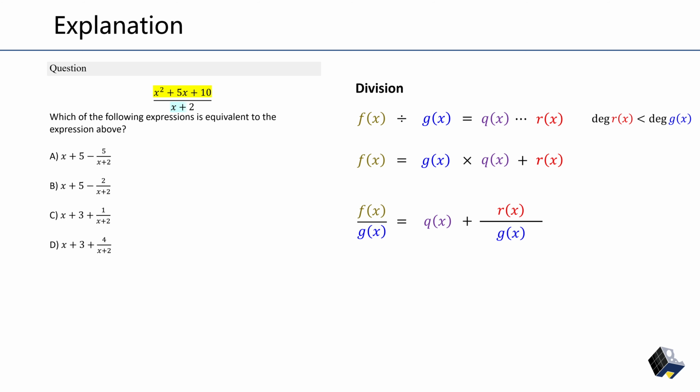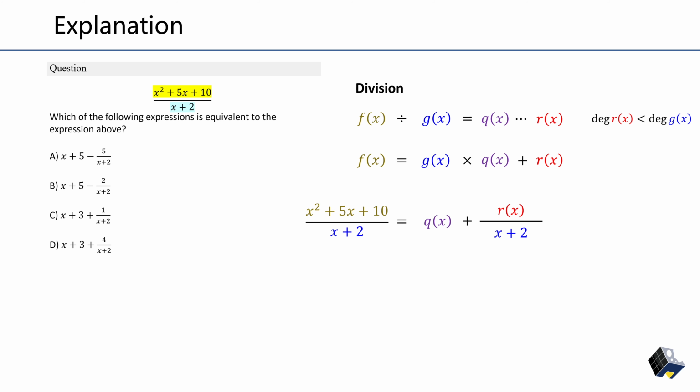Let f and g be the yellow part and blue part respectively. Plug them into the equation. Look at the 4 choices. Don't they perfectly match the right side of the equal sign? So, this question is asking for q(x) and r(x). Let's calculate r(x).